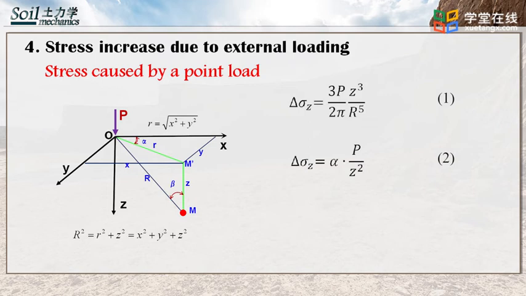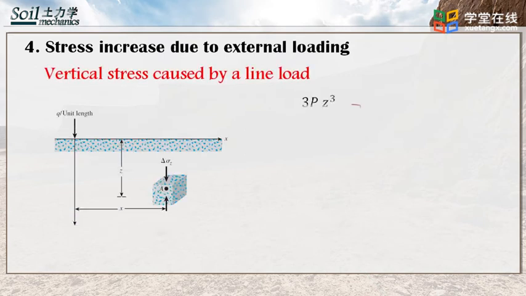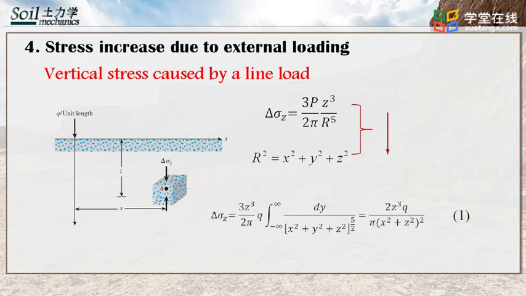In soil mechanics, the stress increase can be expressed as alpha times the point load P over Z squared, in which alpha is stress increment coefficient as indicated in equation 3. For the line load of infinite length with the intensity Q per unit length on the surface of the semi-infinite soil mass, the vertical stress at point A caused by the line load can be obtained from the integration of point load along the line as expressed in equation 1.